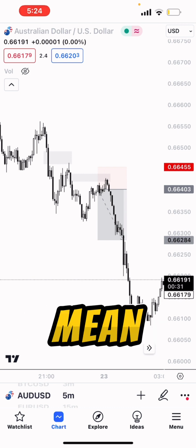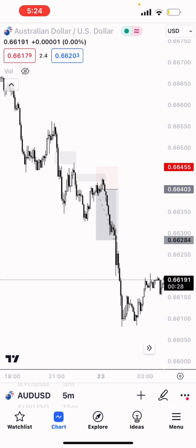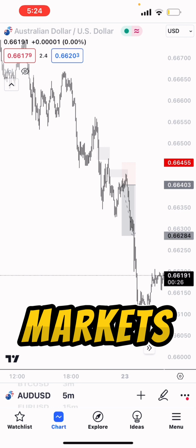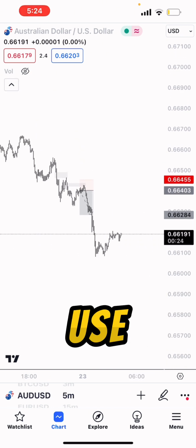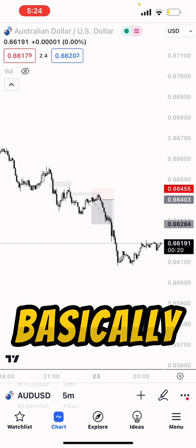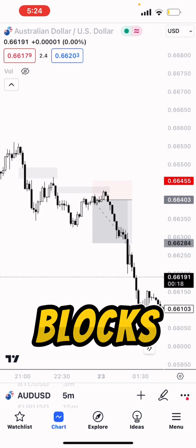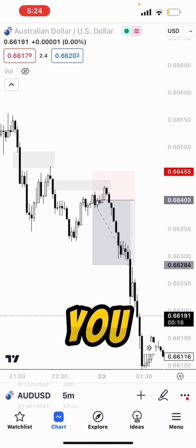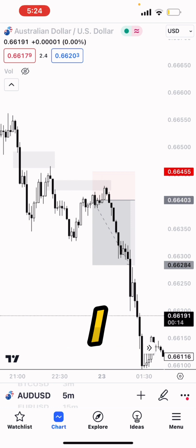approach the markets using a simple strategy that I use consistently all the time. And what I do is I basically trade gaps and order blocks. I trade imbalance gaps specifically, or you can call them fair value gaps, and I trade order blocks.